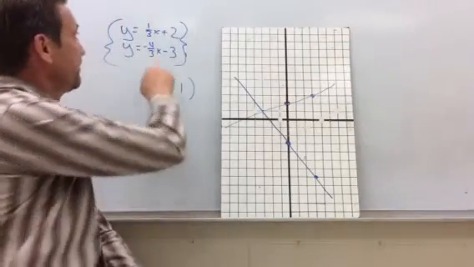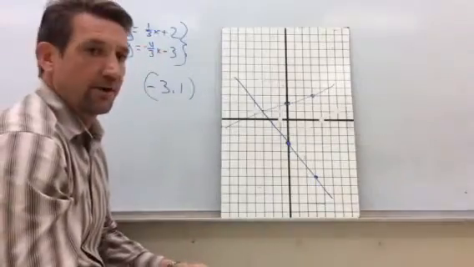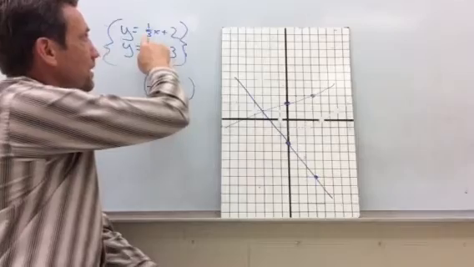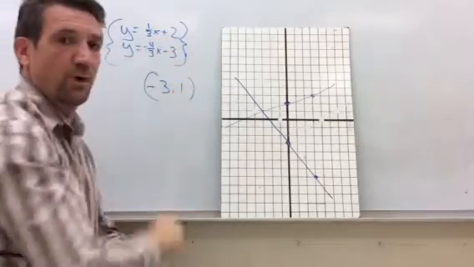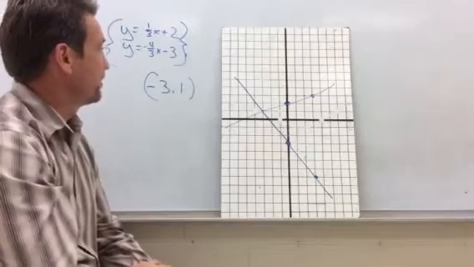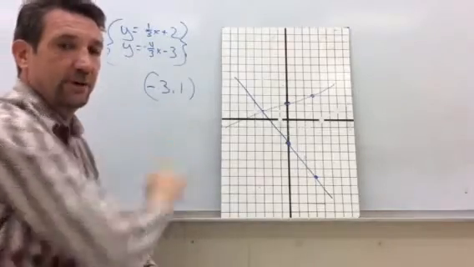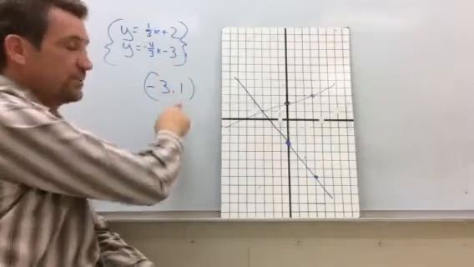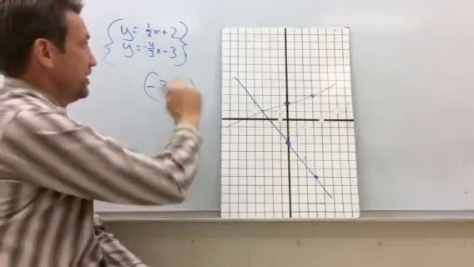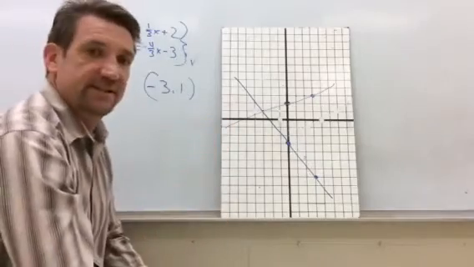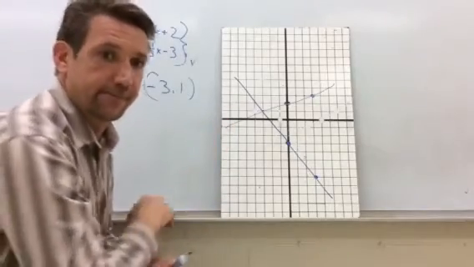If we plug in a negative 3 for x, 1/3 times negative 3 is negative 1. And negative 1 plus 2 gives us 1. And if we check it down on the other equation, negative 4/3 times negative 3 will give us a positive 4. And 4 minus 3 is 1. So this solution checks on both equations. And that's how you could solve a system of equations by graphing.